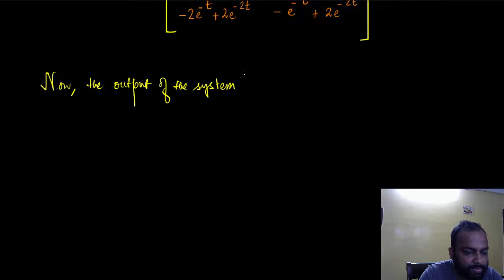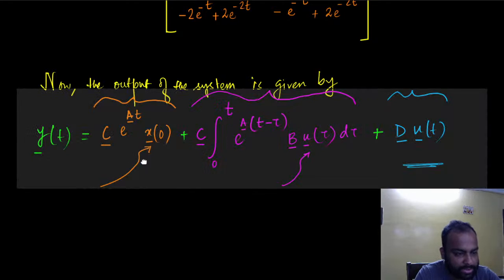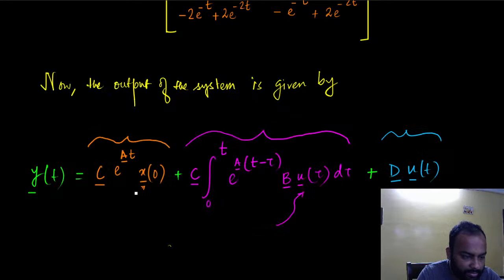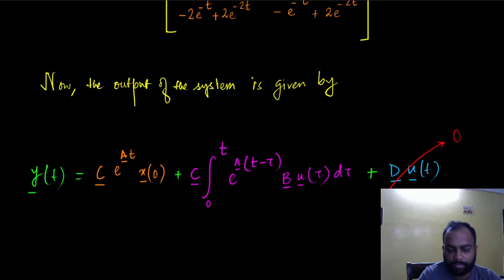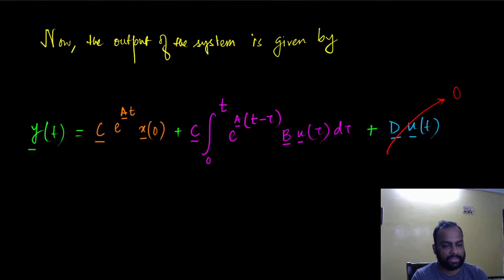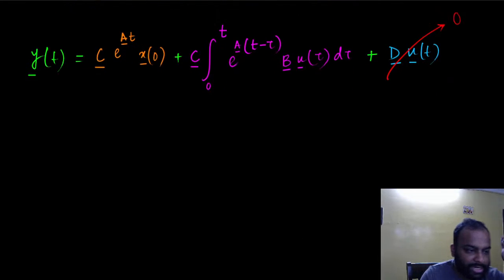Now the output of the system is given by this, right? This crazy thing. All right. Now for our problem, D is 0. So since D is 0 for our problem, this part becomes 0, right? D is 0, so this part is not relevant for us. All right. So let's put the values that we have got.